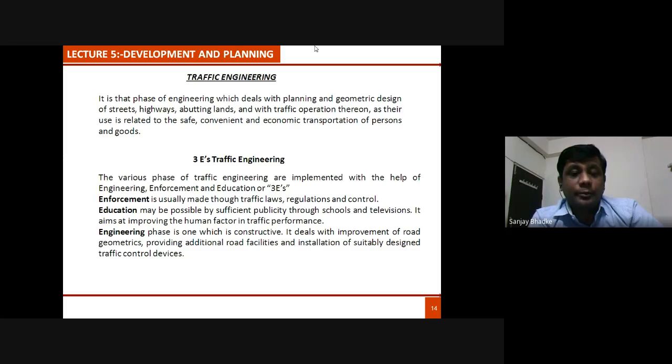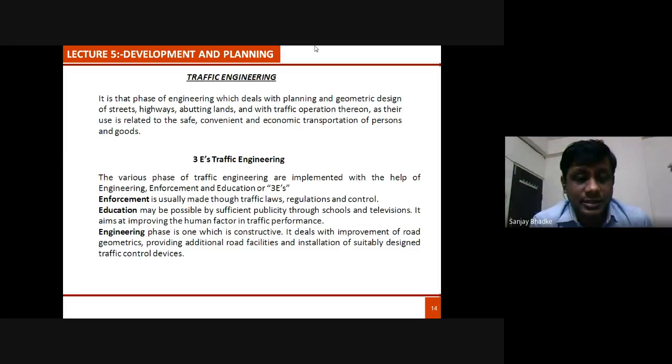Education may be possible through sufficient publicity through schools and television. It aims at improving the human factor in traffic performance. If you take an example, a person who belongs to a village may not have knowledge of signs and signals. So it is our responsibility to be aware of signs and signals, and to make others aware regarding them.